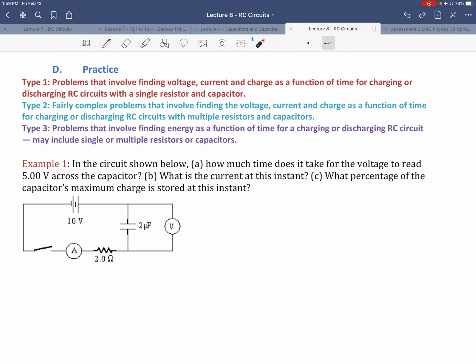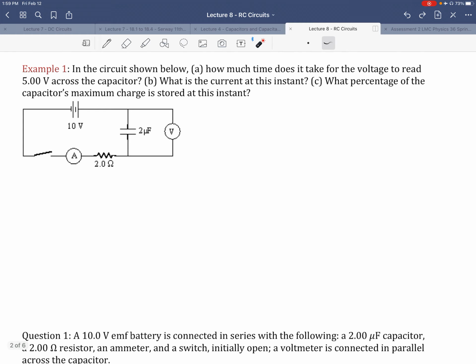Type 3, problems that involve finding energy as a function of time for a charging or discharging RC circuit. So there we're going to go back to the relationship of either power for a resistor or stored potential energy in a capacitor. Okay? And these may include single or multiple resistors or capacitors. All right, so let's take a look at a simple case, example 1.